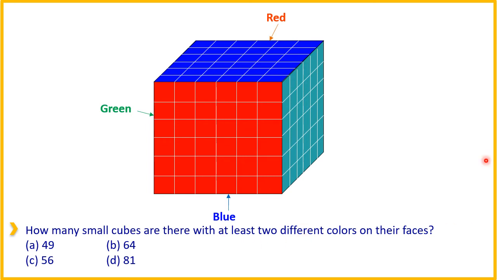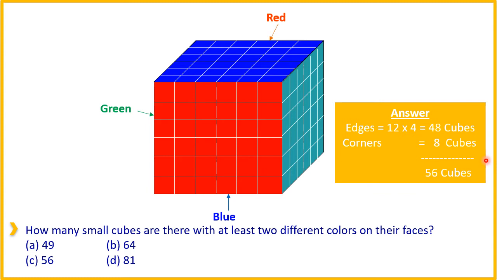So what can be the answer of this question? On edges there are 12 multiplied by 4, that is 48 cubes, and if we consider the 8 corners, the total is 56 cubes with at least two different colors.